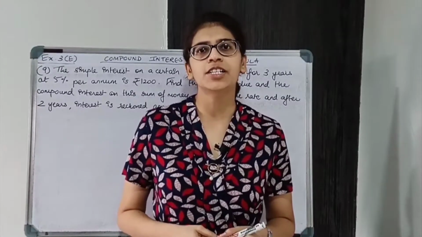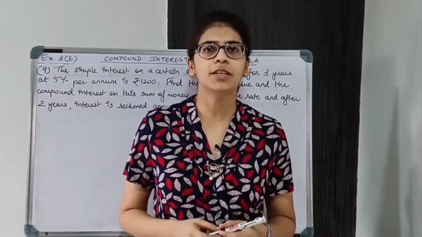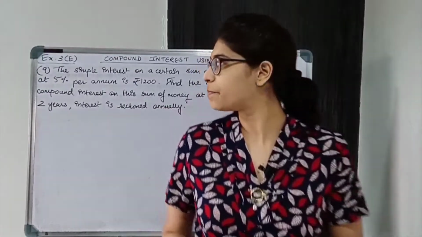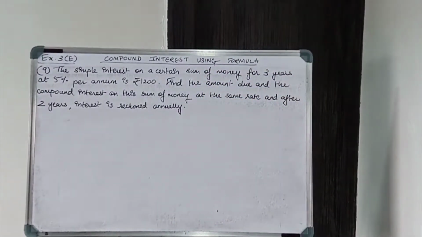In this video, we'll continue with exercise 3E from chapter Compound Interest Using Formula. So starting with question number 9. The simple interest on a certain sum of money for 3 years at 5% per annum is rupees 1200. Find the amount due and the compound interest on this sum of money at the same rate, and after 2 years, interest is reckoned annually.